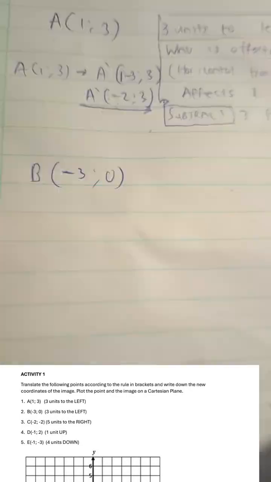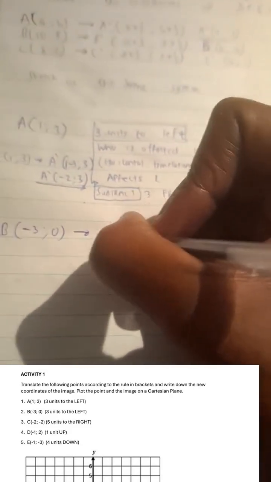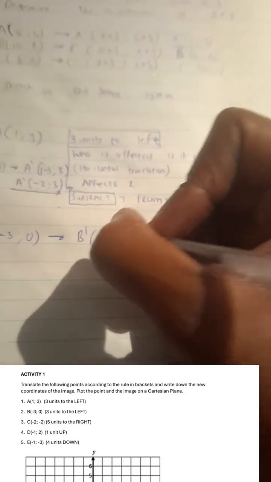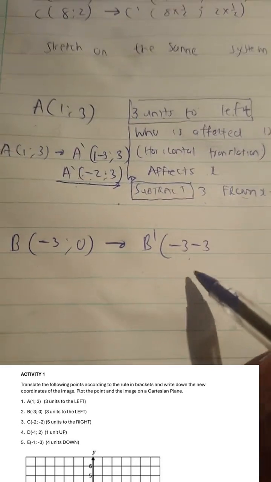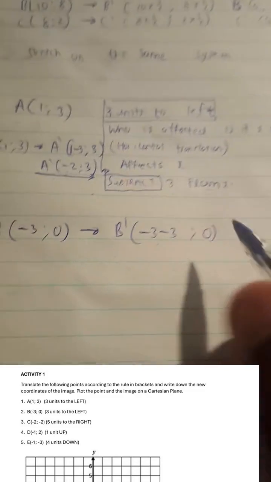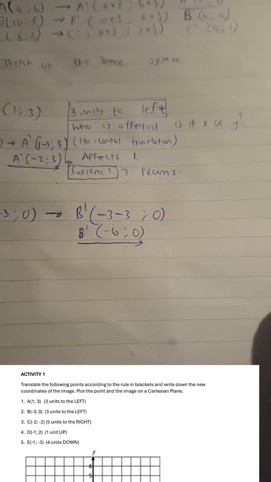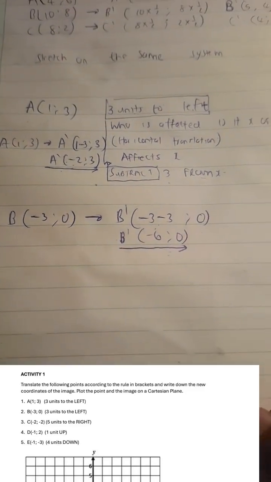So remember, we said B, which is what? (-3, 0). We want the image of B. So how does the translation affect the coordinates? If we are saying 3 units to the left, it means we are going to affect the x coordinate. So we are going to subtract 3 from x, because we are saying 3 units to the left. And then obviously the y coordinate stays the same. So that means our new x coordinate, -3 becomes -6. So that would be -6 and what? And 0. So we are 100% correct. Those who said (-6, 0), you guys are 100% spot on.